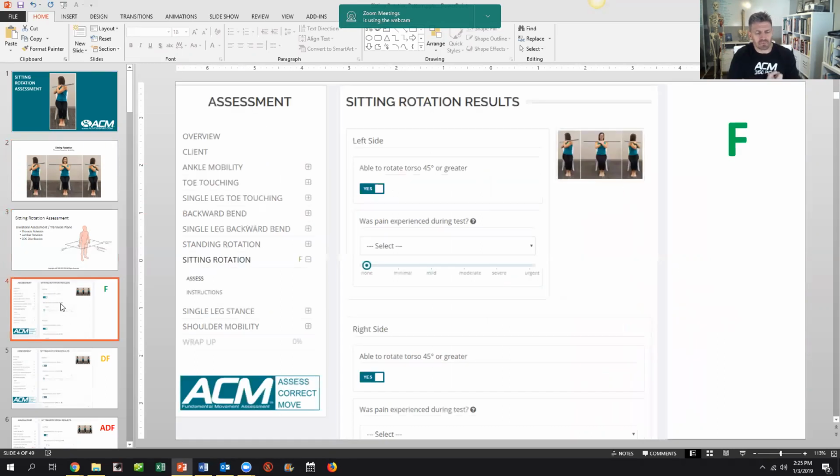When you're using the software, I'll go over that right now. The sitting rotation pattern assessment, you're looking at left and right side, like we talked about, asymmetries. You're basically looking to see that someone can rotate their torso sitting in a chair. We'll go over the specifications on this. Actually, I'll just show you.